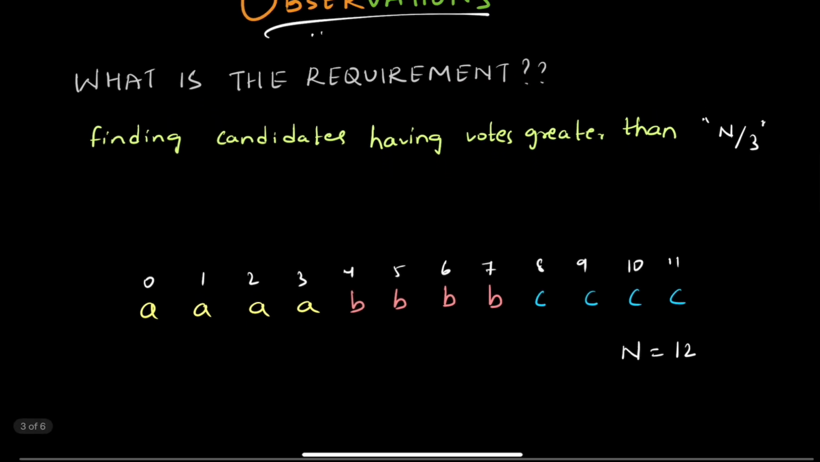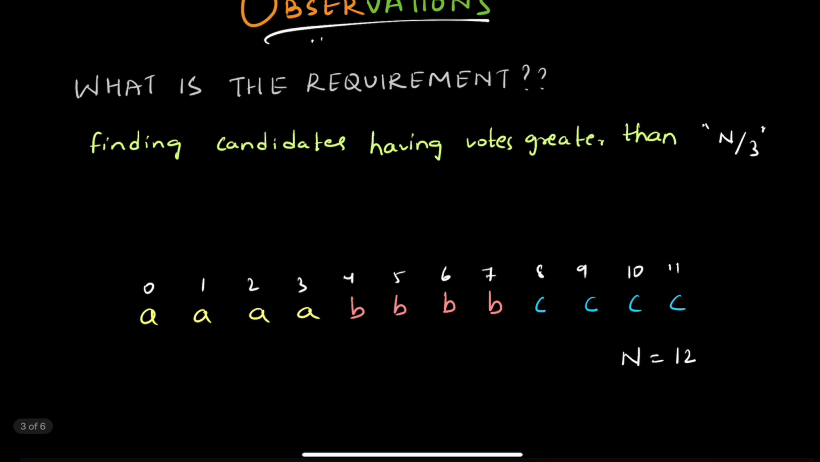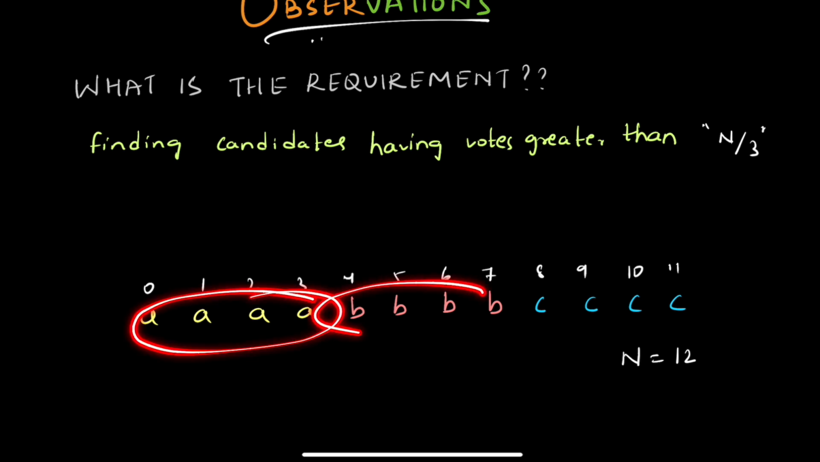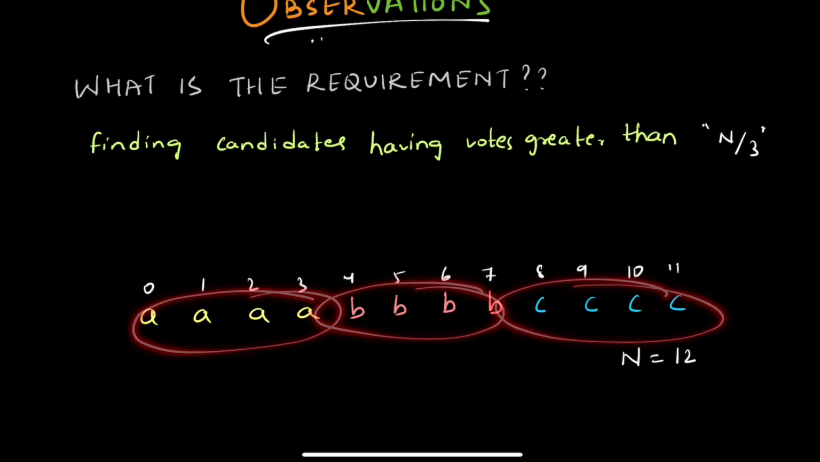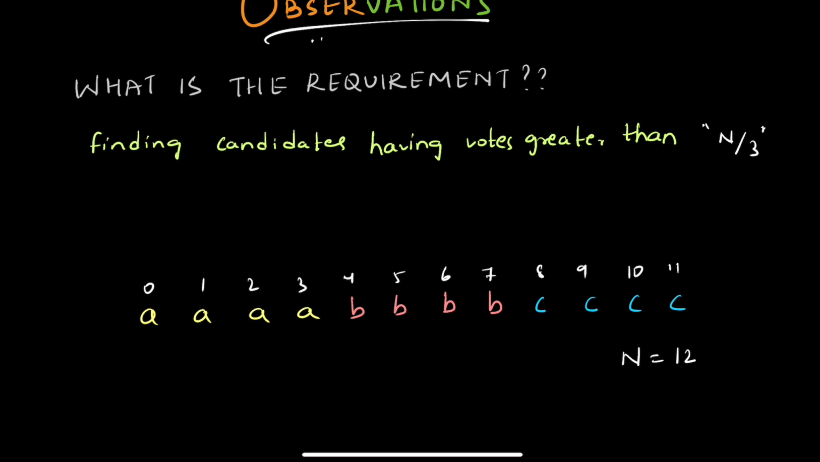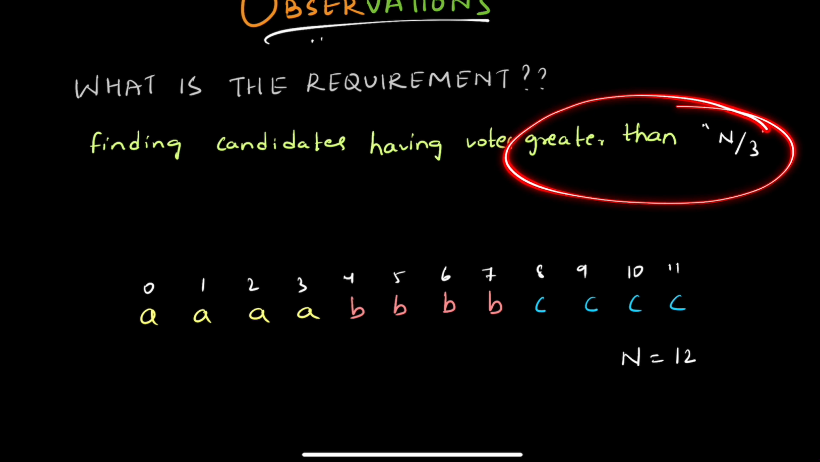So suppose consider this array where we have given array size as n by 12 and each element in array is evenly distributed. That is, we can see A has 4 entries, B has 4 entries, C has 4 entries. Now, can we find any potential candidate from this array? Because every candidate size is equals to n by 3. But what is our requirement? We need to find candidates having vote greater than n by 3, right?